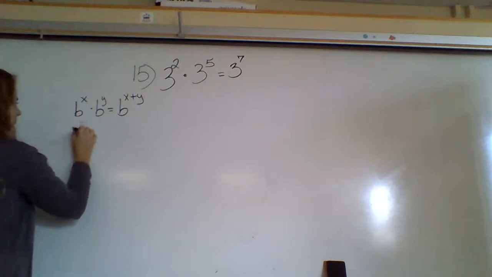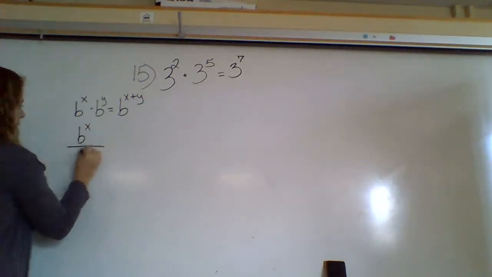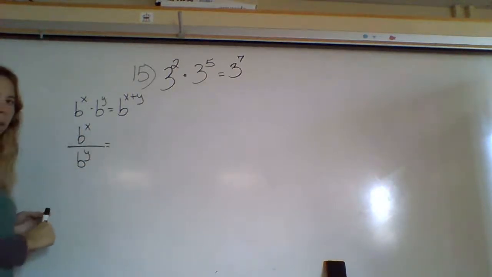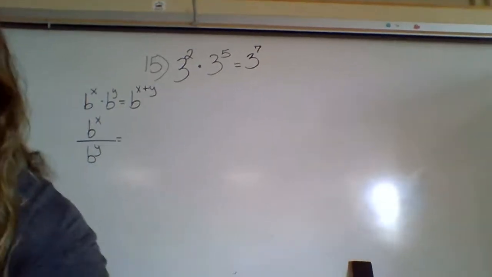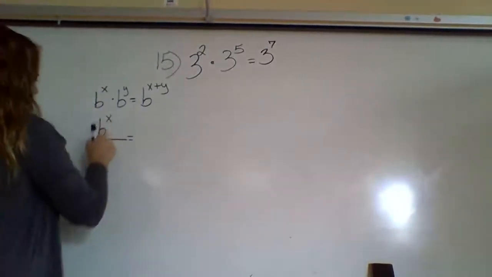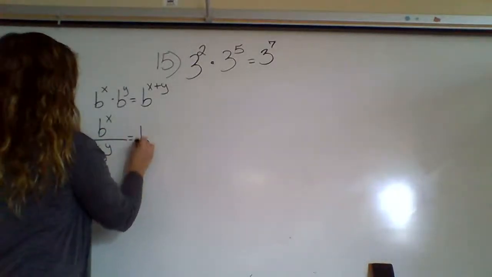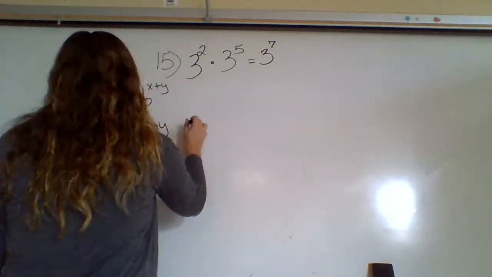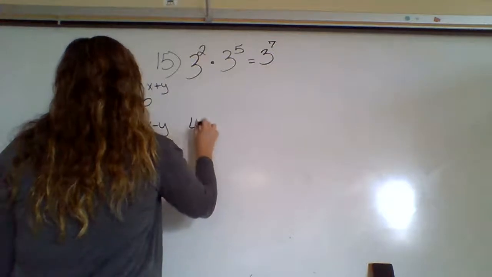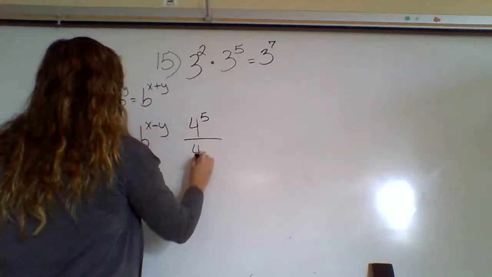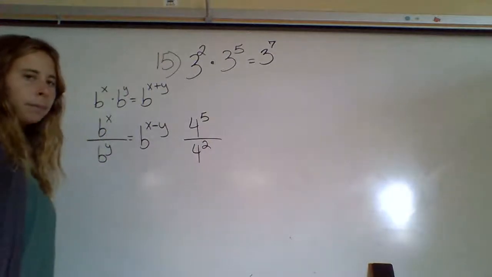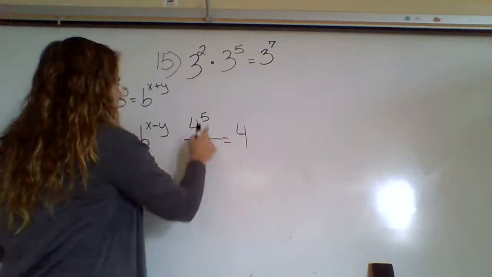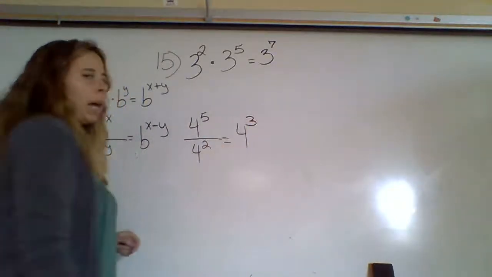If you're dividing them, B to the X over B to the Y. Then you subtract, same base, you subtract your exponent. So it's B to the X minus Y. An example of that, I'll just use 4. 4 to the 5th over 4 squared. Okay, they have the same base. The base is both 4. So you subtract your exponents. 5 minus 2 is 3. And that would be your answer there.